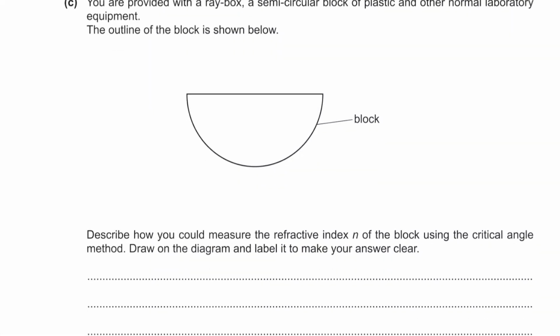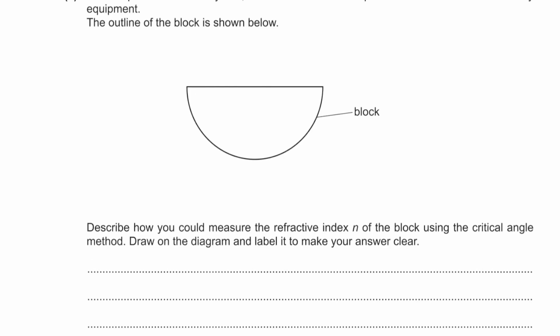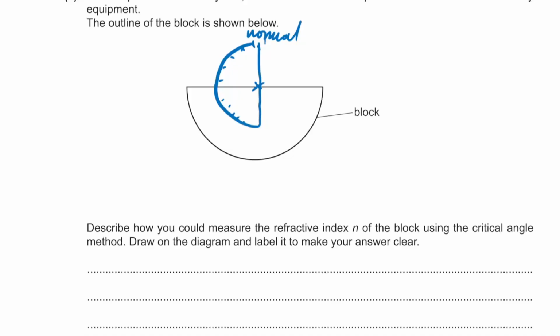Moving on. Describe how you can measure the refractive index n of the block by using the critical angle method. Draw on the diagram and label it 2. We need to make sure that the point is right in the middle. That's a bit better. And we have a protractor here, like so, and there's our normal as well.